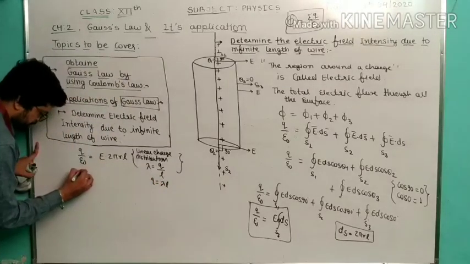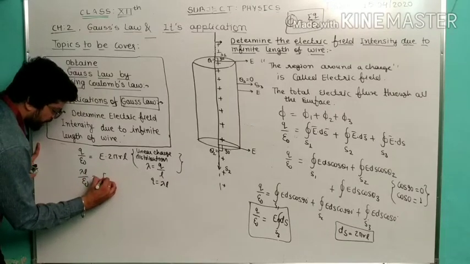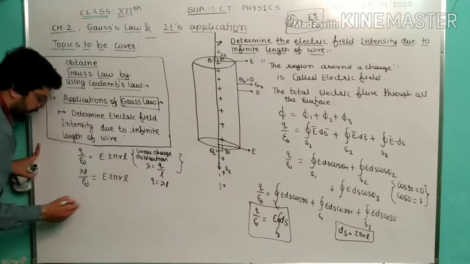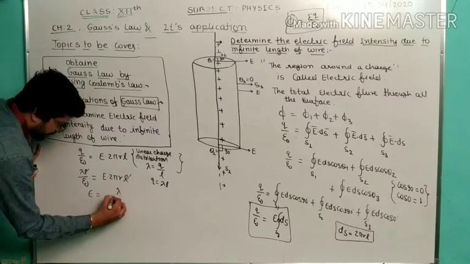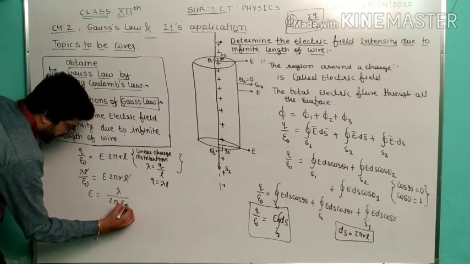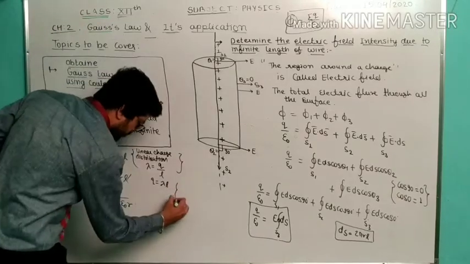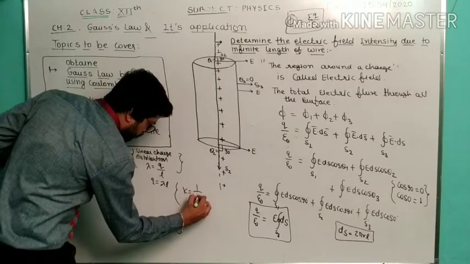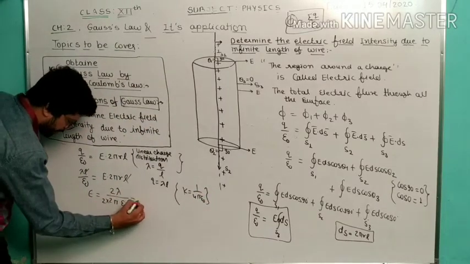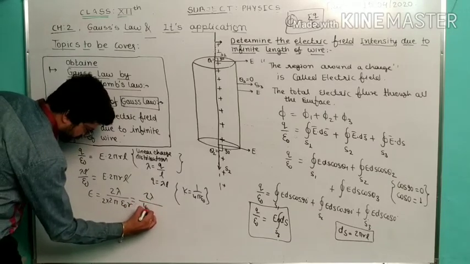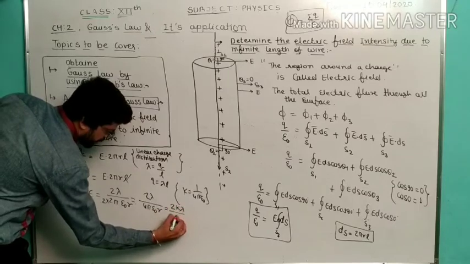So put it here. Q is replaced by lambda L upon epsilon naught. So E into 2 pi r. Okay. So L and L cancel. So E is equal to lambda upon 2 pi epsilon naught into r. Now this 2 pi epsilon naught, what do I have to convert it into? K is equal to 1 upon 4 pi epsilon naught, I have to make that, so I have to multiply 2 in the denominator and multiply 2 in the numerator. So 2 lambda upon 4 pi epsilon naught into r, and this final expression is 2k lambda upon r.